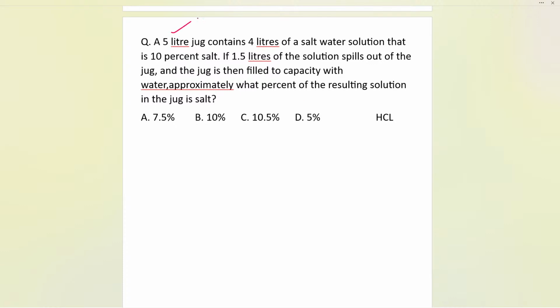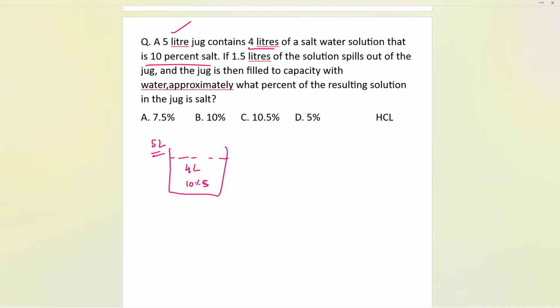And now the question says that a 5-liter jug contains 4 liters of salt water. So let me tell you, this is the jug, which is 5 liters is the total capacity of the jug. This is not the amount of salt water we have, only capacity. 4 liters is the total amount of salt water solution. Now that is 10% salt we have in this.